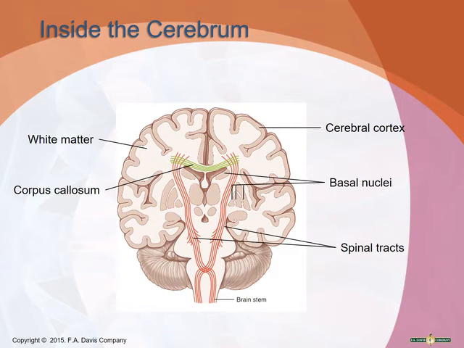Other tracts carry information back and forth between the brain and the spinal cord. These really are extensions of the ascending tracts from the spine and the descending tracts from the spine. These tracts cross in the brainstem, which is why the right side of the brain is sending impulses to the left side of the body, and the left side of the brain is sending impulses to the right side of the body.